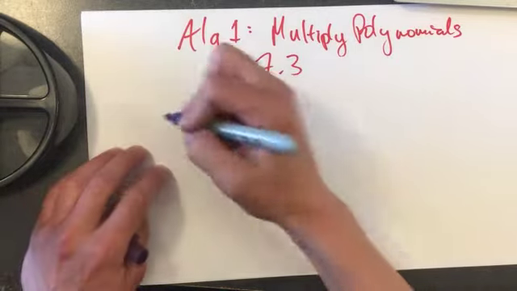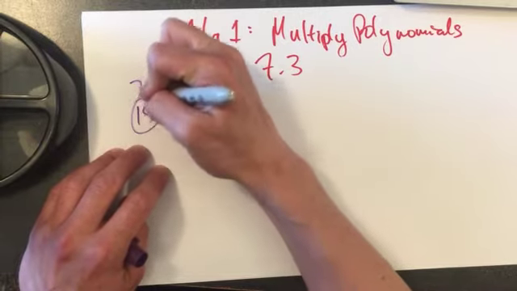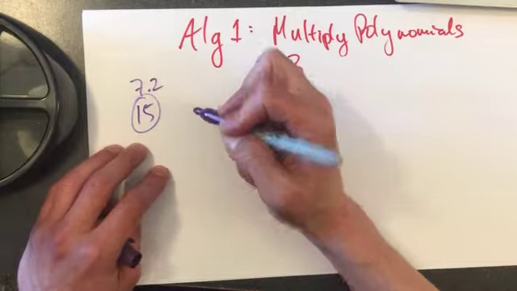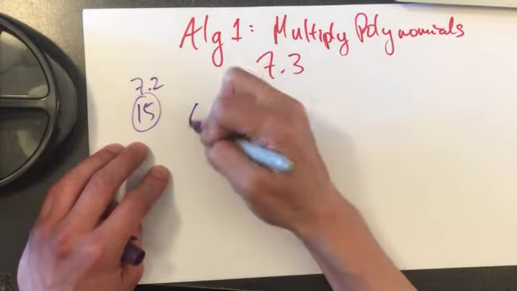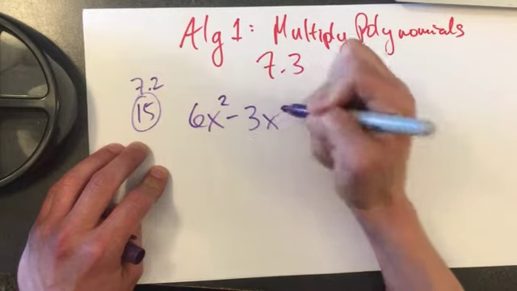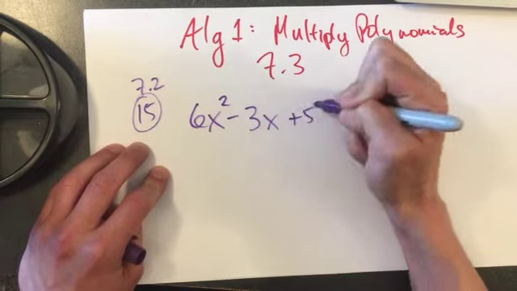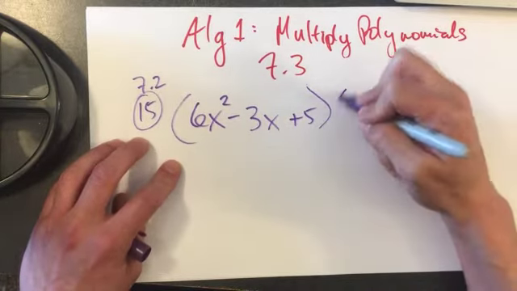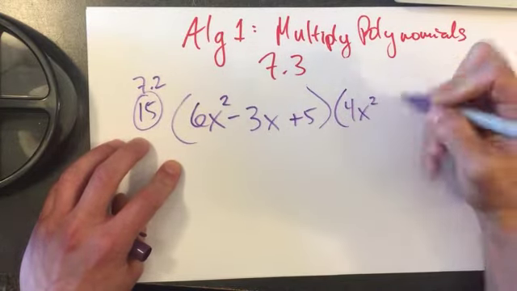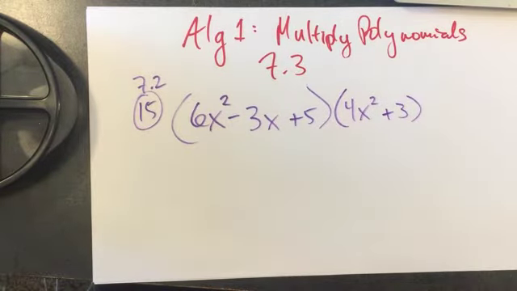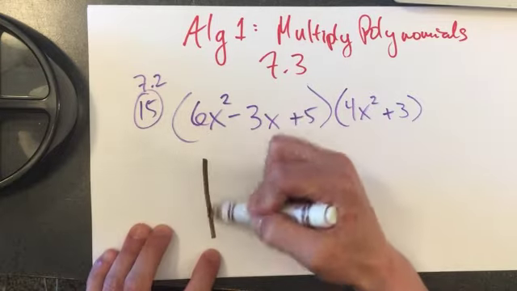So let's say I want to multiply, this is number 15 from 7.2, if you want to follow that worksheet with me. That's 6x squared minus 3x plus 5, and then we're going to multiply this by 4x squared plus 3. So you may not know where to begin with this, and that's why I recommend you make a block structure here.